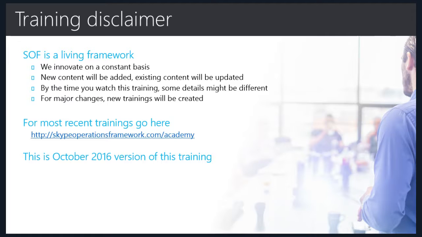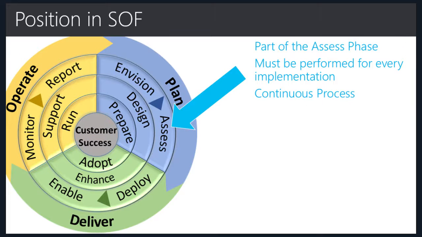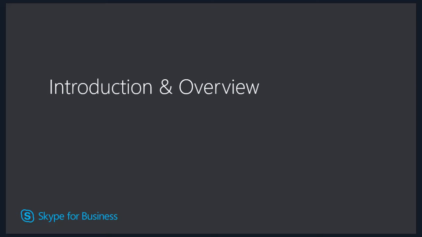So, where are we in SOF? The network readiness assessment is part of the assess phase, which is part of plan. A network readiness assessment must be performed for every implementation. If your customer is running Skype for Business, they must run a network readiness assessment. It's as simple as that. It's a continuous process. You don't run it once. You keep running it through the life cycle of Skype for Business. And we'll talk more about that later on. So let's do an intro of the network readiness assessment.